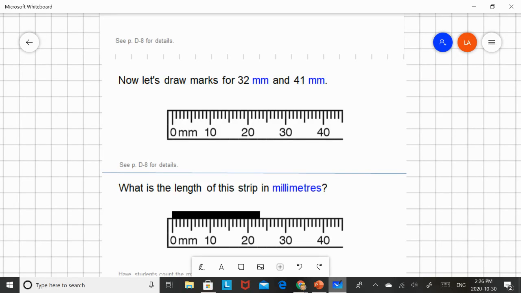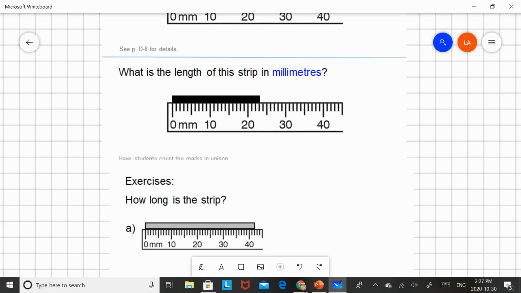Now let's draw marks for 32 millimeters and 41. Again, we can count by tens to get to 30, just right here. I hope you guys can see that. And then we can add the extra 2, so we count 31 right there and 32. So 32 would be right there, that last red mark that I made. And then for 41, we could count all the way to 40 and then just count an extra 1 millimeter right there. And there you have it.